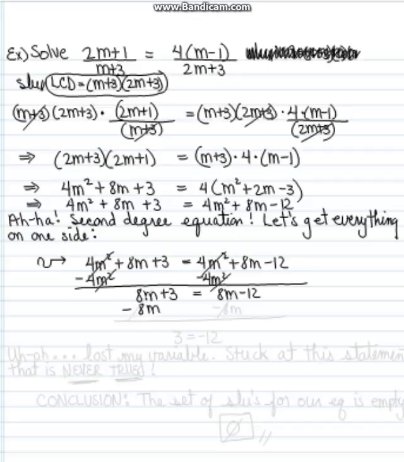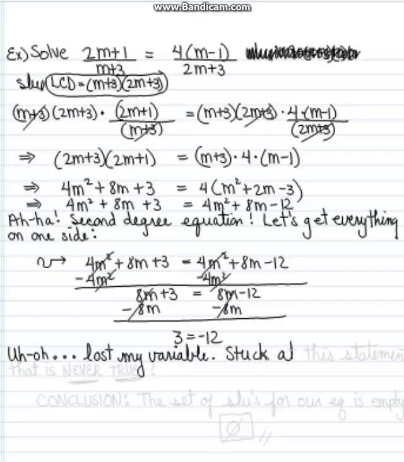Then we say, okay, what's left is 8m plus 3 equals 8m minus 12, so let's move the m terms to one side by subtracting 8m, and now we've lost our variable. We lost our variable completely. We're left with 3 equals negative 12. We're stuck because we lost our variable. But 3 equals negative 12 is never true.